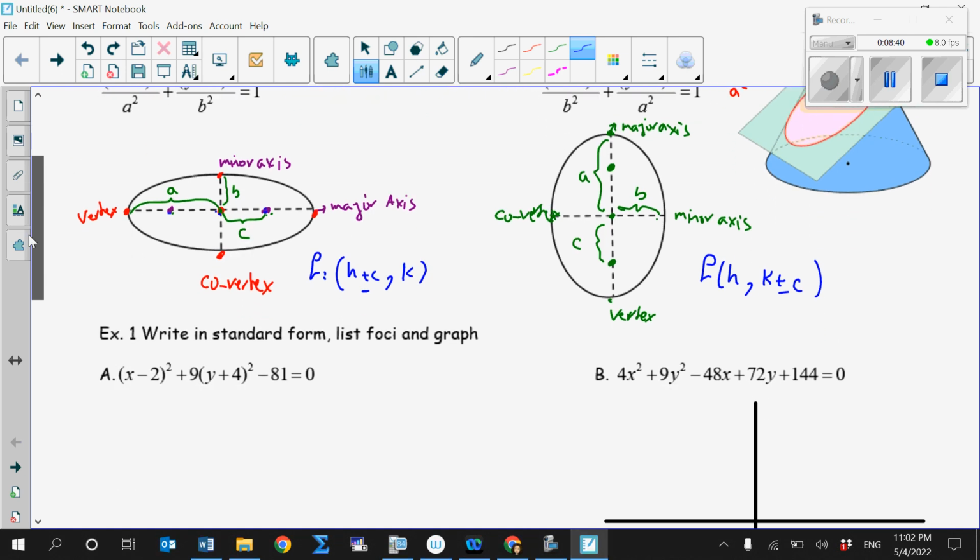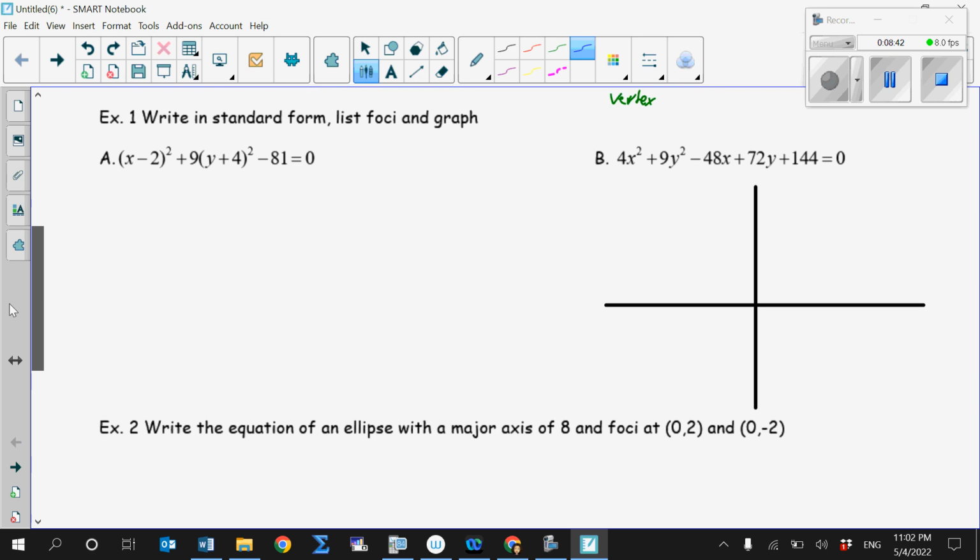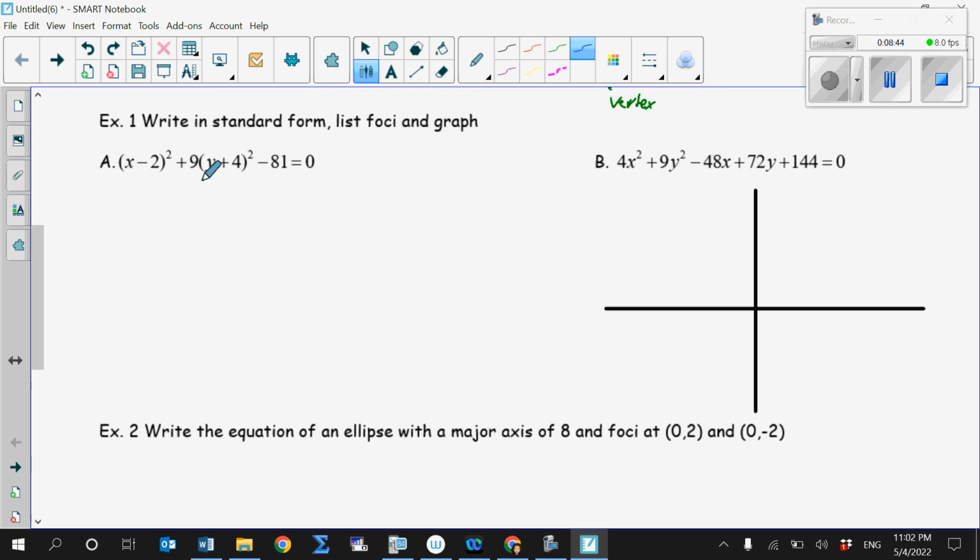Okay. Now let's go to this example. We want to change this equation, which is the equation of an ellipse, into a standard form. So how do I change this to a standard form? First of all, we don't want to have any number just hanging out here on the left side. So I'm going to move this to the right side, plus 81. So I'm going to have x minus 2 squared plus 9, y plus 4 squared equal to 81.